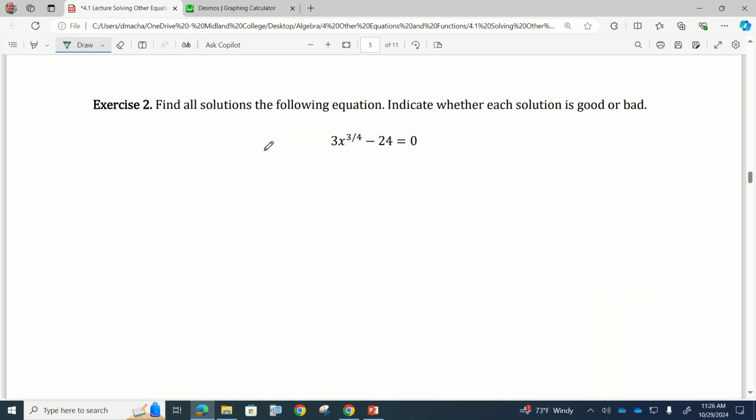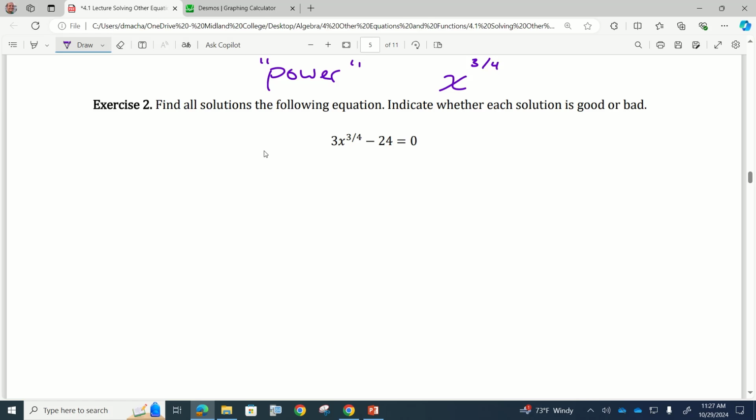Okay, moving on. So you've seen two examples of radical equations. Now we're moving on to what I would call a power equation. And I'm calling this a power equation because this equation contains x raised to some non-integer power, right? If it were an integer power, it could be a polynomial if it's a positive integer, or it would be a rational function if it happened to be a negative integer. But if you've got a weird power like 3/4, this is not a polynomial, it's not a rational function, this is something else.